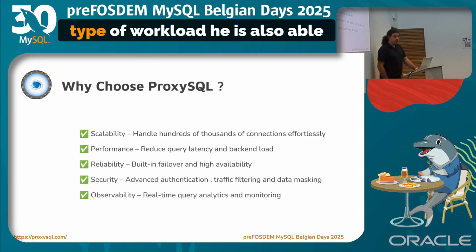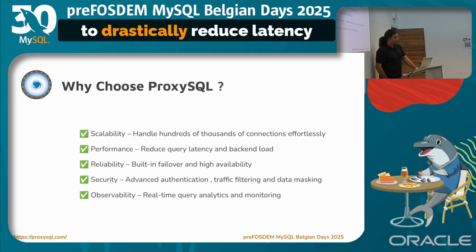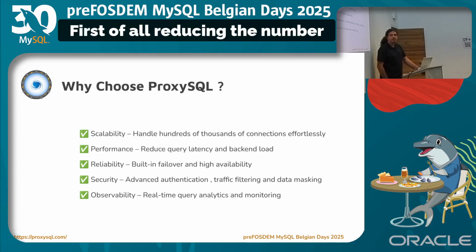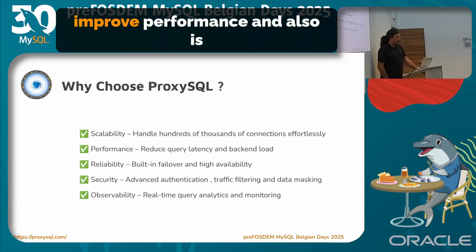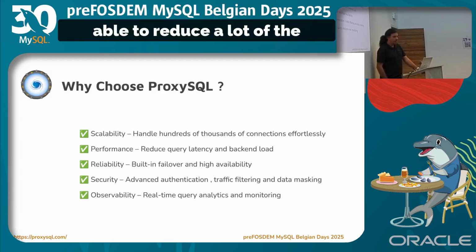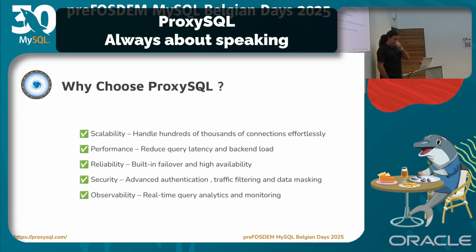Then again, depending on the type of workload, it is also able to drastically reduce latency in a variety of ways. First of all, reducing the number of backend connections can improve performance, and it also reduces a lot of the overhead of creating new connections all the time. And if we are using prepared statements, it's able to cache prepared statement metadata, which allows it to drastically reduce the number of queries sent back and forth between the client and ProxySQL.